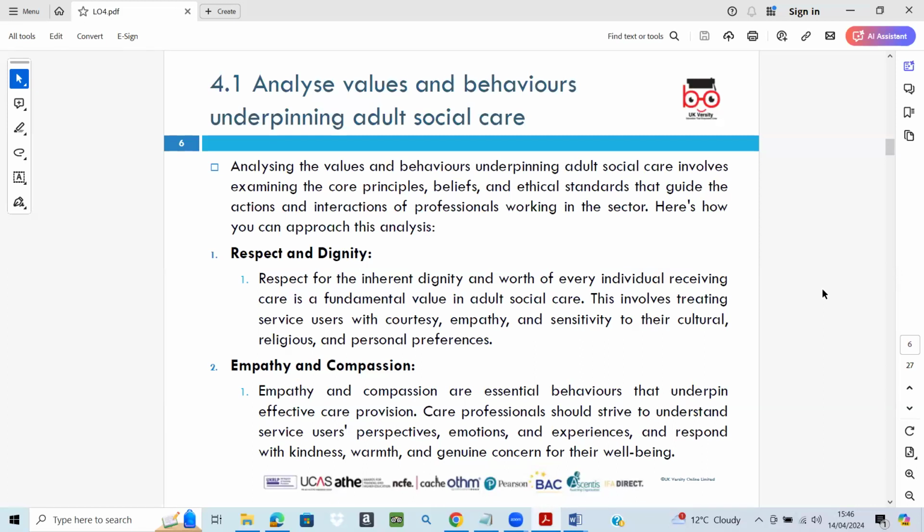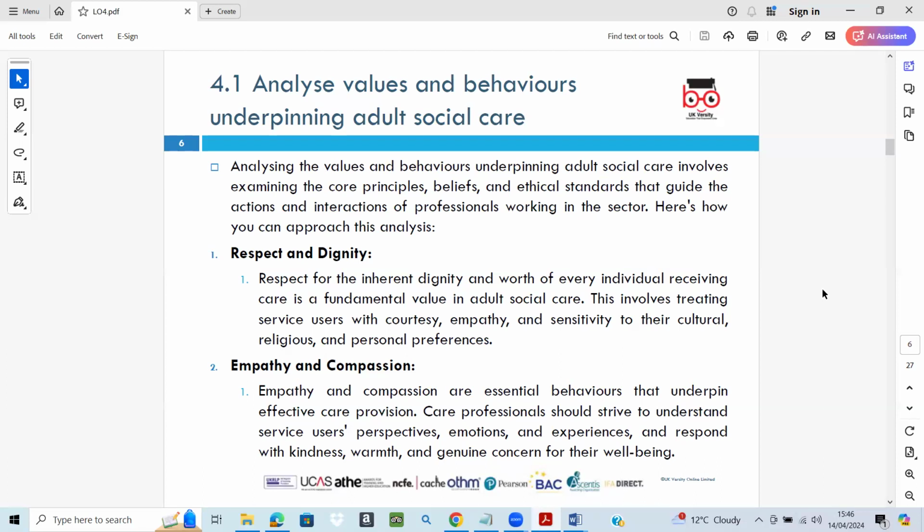Right. In this slide, we have to analyze values and behavior underpinning adult social care. And again, we have to discuss respect and dignity, empathy and compassion. Okay, so first one is respect and dignity. So in that we can say that respecting the dignity of every individual means recognizing their value as a person irrespective of their condition or circumstances.